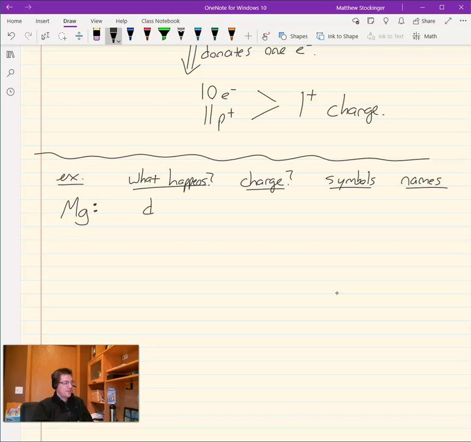So magnesium only has 2 valence electrons. It's a metal. It's going to donate 2. The charge, 2 plus. Symbol, teaching you something new here. You put a superscript with the charge up there, Mg 2 plus. Okay. The name, pretty simple. It's still magnesium, but you add the word ion afterward, magnesium ion. Why don't you try one with sodium here? It's basically the same thing that I just did with magnesium. Go ahead and pause your video and see if you can fill out these columns on your own for sodium.